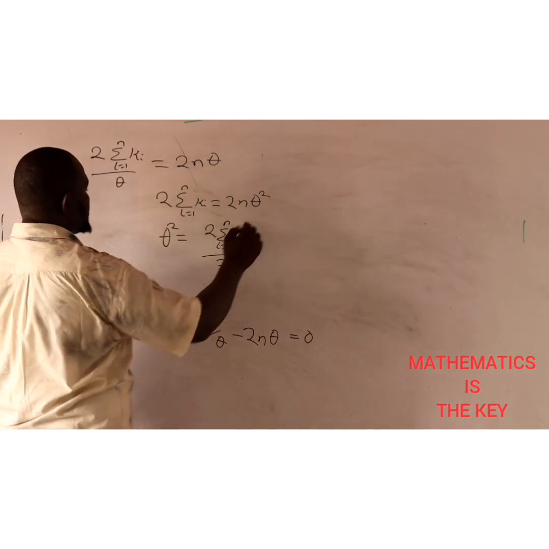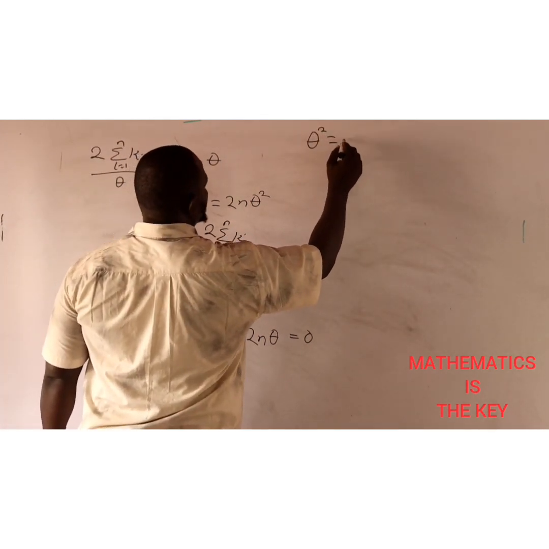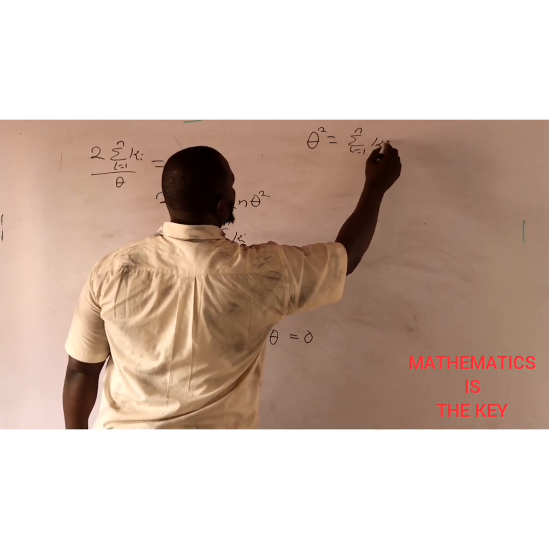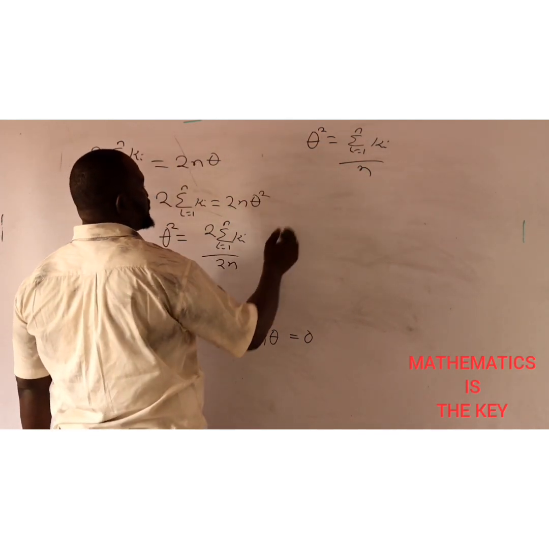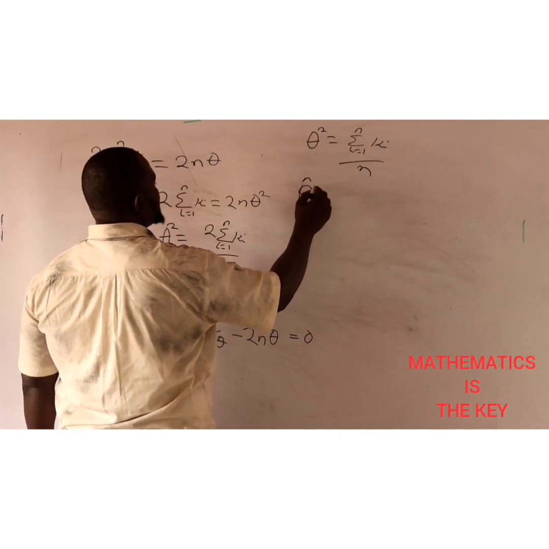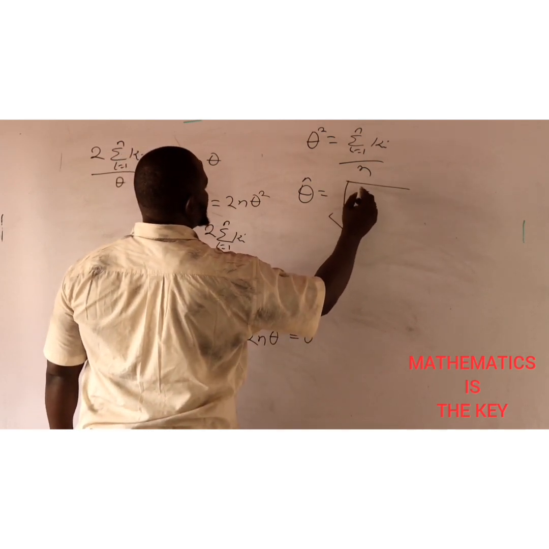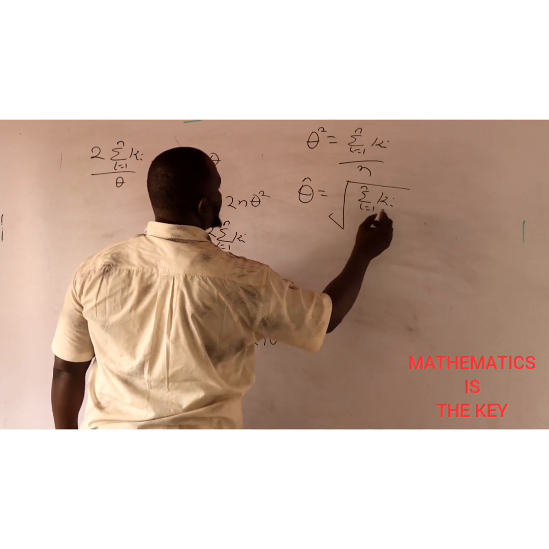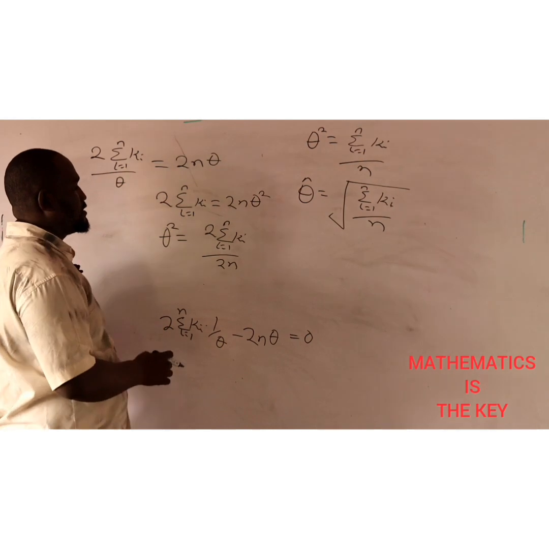And finally, we will have theta square is summation to n of i equals 1 of ki all over n. Taking the square root of both sides, we'll have theta estimate is equal to the square root of summation to n of i equals 1 of ki all over n. So this is our theta estimate.